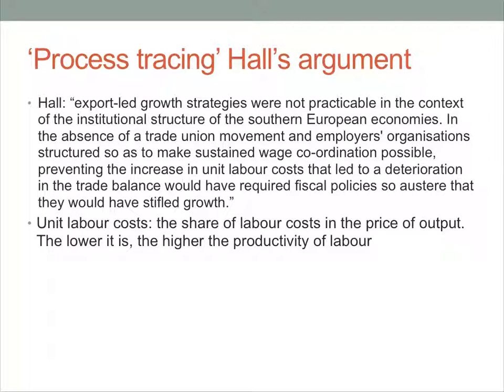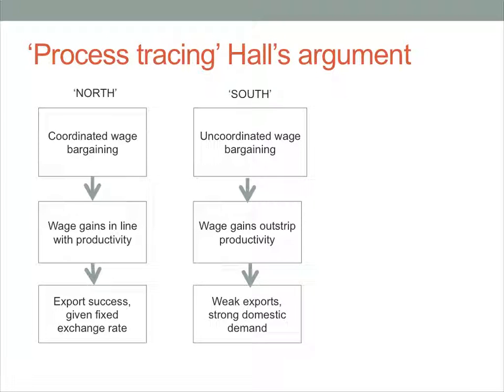Hall suggests that this was because of differences in wage coordination mechanisms, that Germany was able to ensure unified bargaining among wage earners in a way that restrained wages, whereas this was not practical in other countries. If we look at this, we ought to expect that it will work as follows. The coordinated wage bargaining leads to wage gains in line with productivity and export success, given the fixed exchange rate, right? Because elsewhere where this wasn't happening, where wage gains were outstripping productivity, you would get weak exports and strong domestic demand.